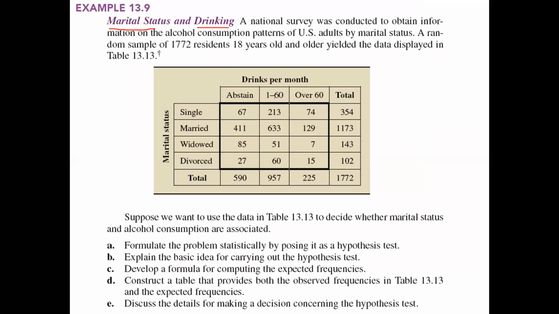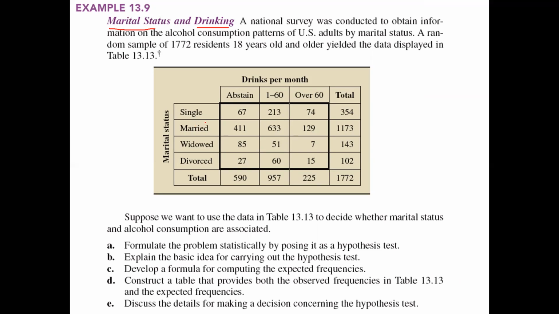It is a categorical variable because it is bifurcated among the three factors. And the marital status, the pure nominal variable, has four levels: single, married, widowed, divorced. What to do? We have to check whether there is an association between the marital status and the drinking habit or not.